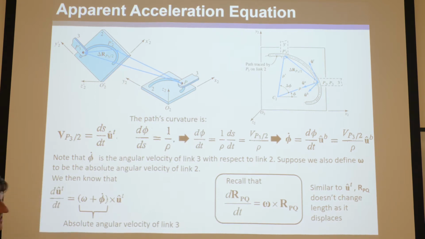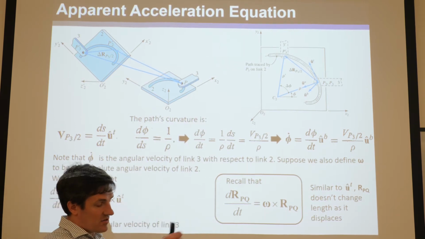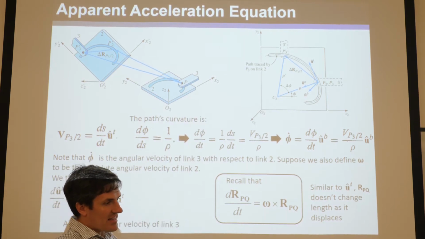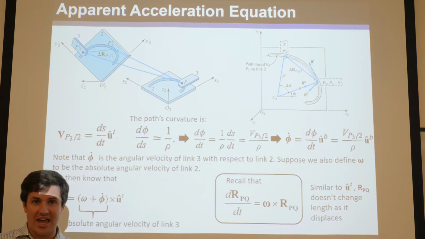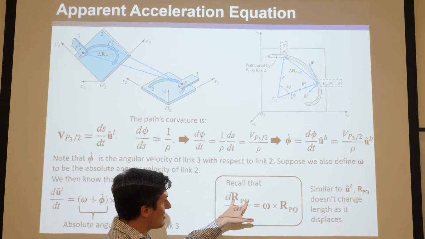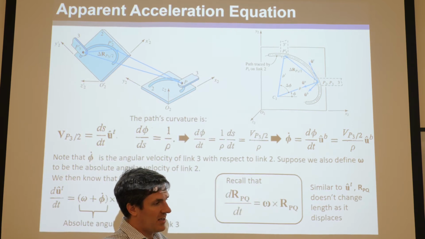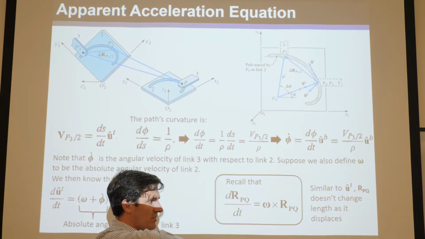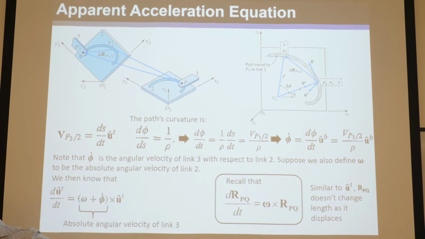Notice that RPQ, very much like a unit vector, is a vector that has a direction and magnitude, but as it flips through space, the relative position between P and Q doesn't ever change. Therefore, the magnitude of this vector never changes. It's always the distance between P and Q, because they're stuck on a rigid body. So the direction of that vector changes as it flips through space, but the magnitude stays the same.